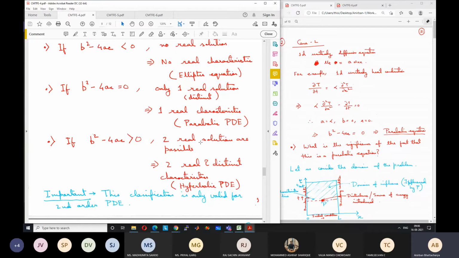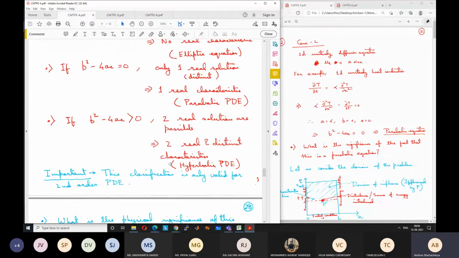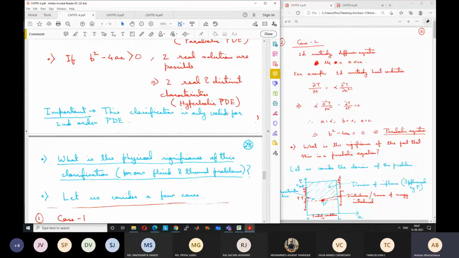Remember, it is important to note here that these are the discontinuities in the highest order term, not in the variable. So in the case of second order PDEs, these are the discontinuities in the second order derivatives of the variable, for example d square T dx square or d square T dt square, this type of terms. So this classification is only valid for second order PDEs, that we had discussed.